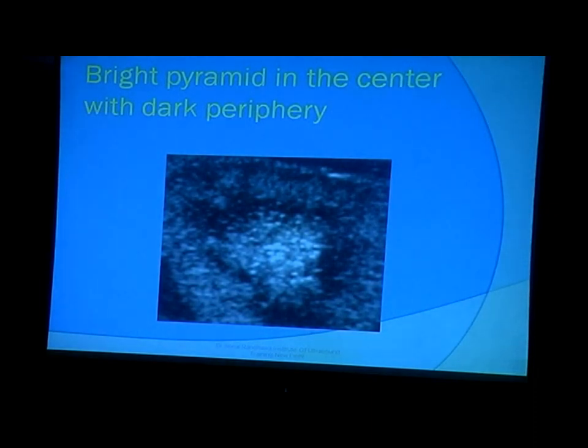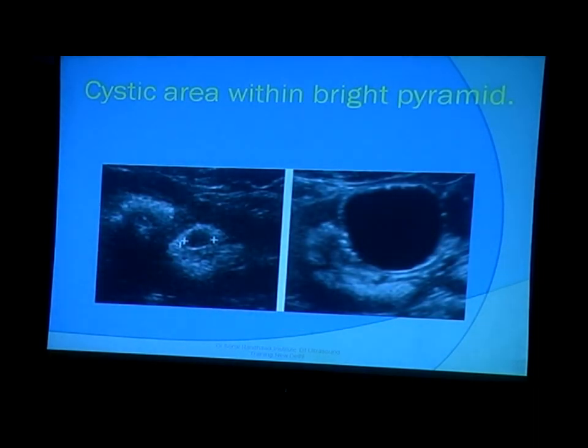Now another pattern, what do we find? Center is bright, periphery is dark. All these constitute different patterns of nephrocalcinosis. Sometimes you may come across such a picture. Bright pyramid with a cystic area in the center. This is with a normal probe, and this is with a high frequency probe with a picture zoom, so you can see a cystic area.